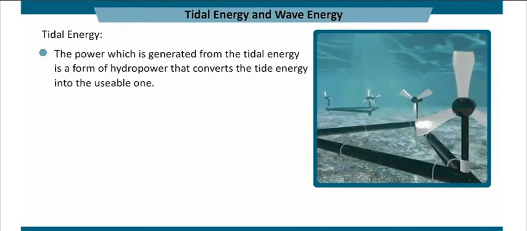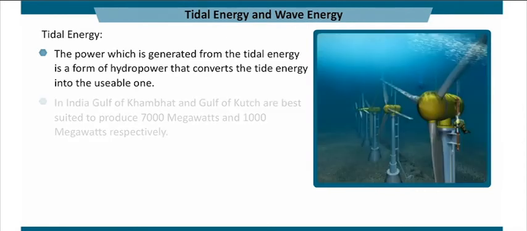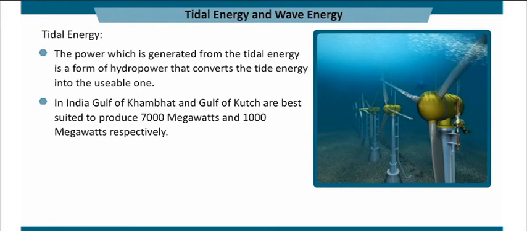Tidal energy. The power generated from tidal energy is a form of hydropower that converts the tide energy into usable energy. In India, the Gulf of Khambhat and the Gulf of Kutch are best suited to produce 700 megawatts and 1000 megawatts respectively.